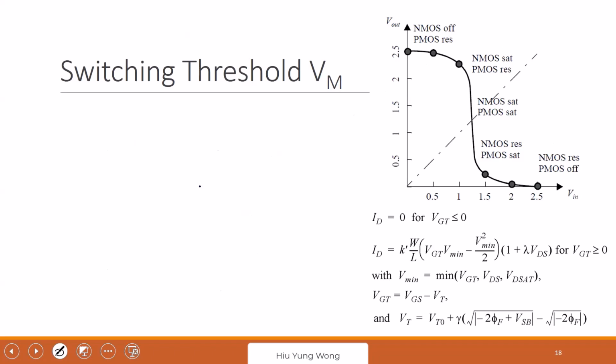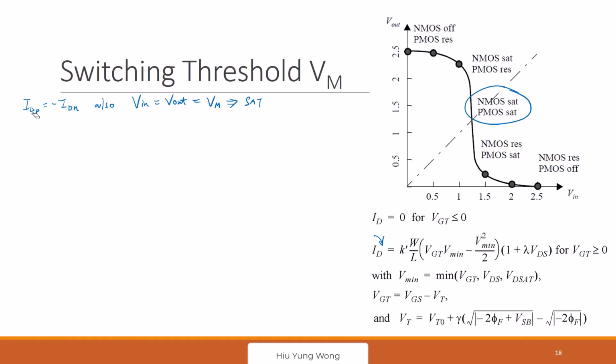At VM, we know that it's always true that IDP equals negative IDN. I already said that. And we also know Vin equals Vout equals VM by definition. So all I need to do is write down the equations I already showed you. And because at VM both transistors must be in saturation, I'm going to use the saturation equation.